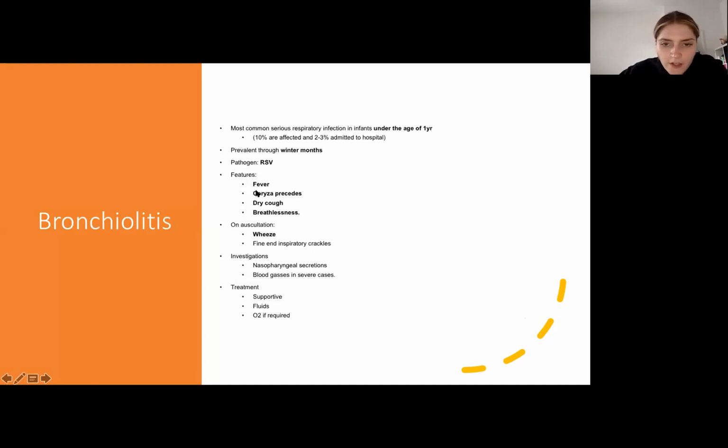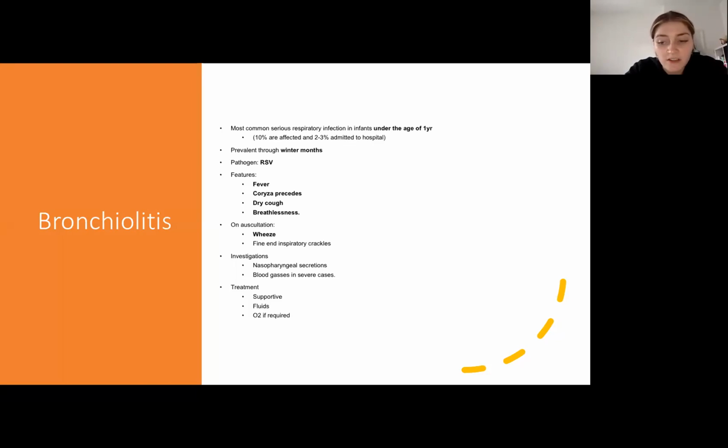So, features: you get a fever, and you can get coryzal symptoms the first couple of days. That's really common. They'll have a dry cough. They won't be bringing anything up, and it will sound quite dry, and they'll be quite short of breath. The thing that differentiates this child is that they are quite wheezy. So an infant that's wheezy, you're thinking bronchiolitis, basically. Sometimes you can get fine end-inspiratory crackles, but that's quite hard to distinguish. So the thing to be aware of is a wheeze. In terms of investigations, you can do nasopharyngeal secretions to confirm that it's RSV.